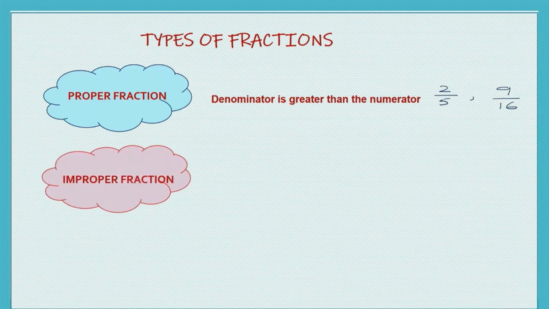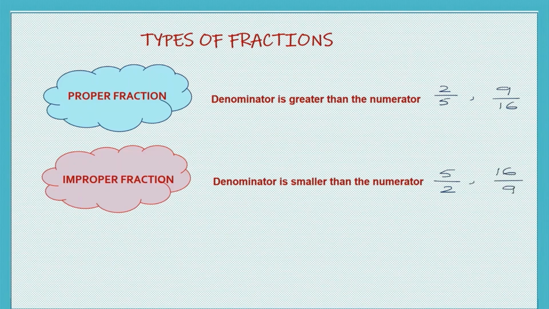Then we have the improper fraction where the denominator is smaller than the numerator. So it's the other way of writing the proper fraction. Now suppose my numerator is 5 and the denominator is smaller than the numerator. This is called an improper fraction. Similarly, just like the other example, we have 16 as the numerator and 9 as the denominator. As you can see, denominator is smaller. So this is an improper fraction.